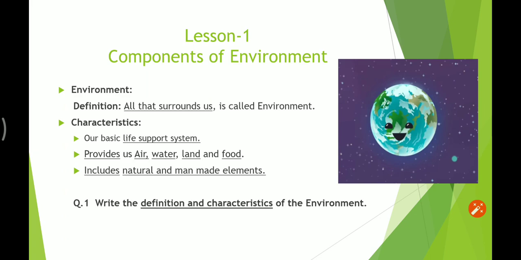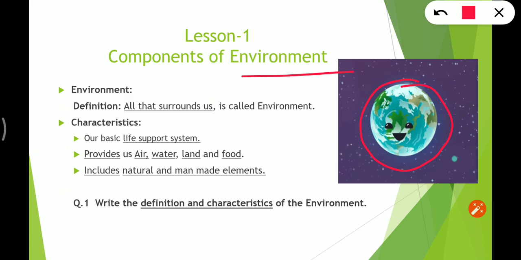Lesson number one is components of environment. First of all, we'll learn about the environment. Look here, this is the picture of the earth, and everything that is present on earth is our environment. If we talk about the definition, then all that surrounds us is called environment, right? Everything: your mom, your dad, your brother, sister, your phone, your table, your bed, your sofa, whatever is there right now, you can see that all is your environment. I hope it is clear to you now.